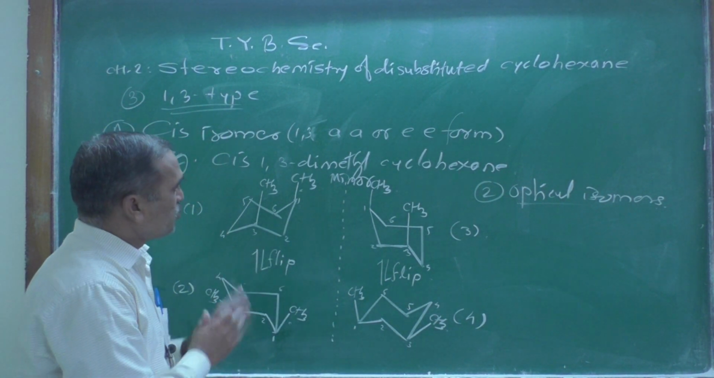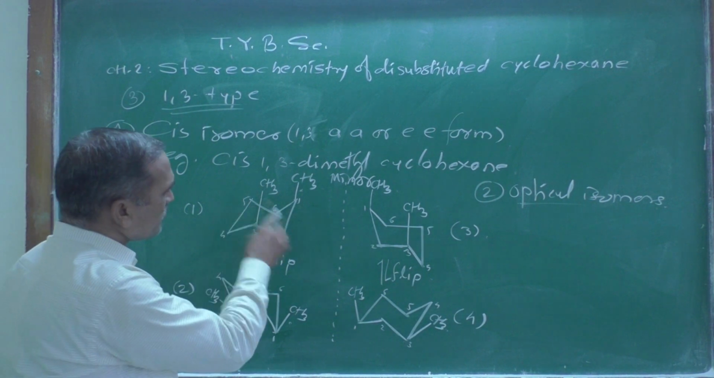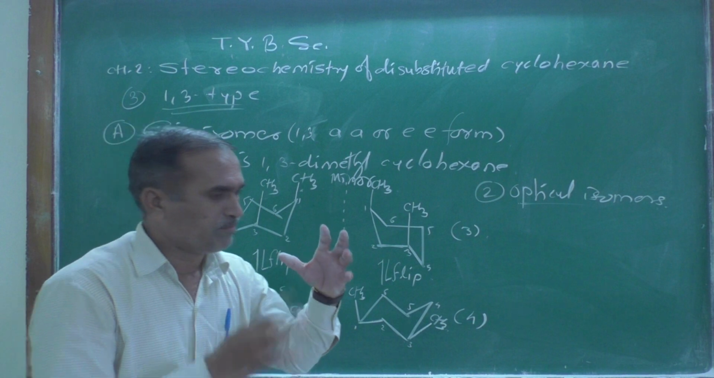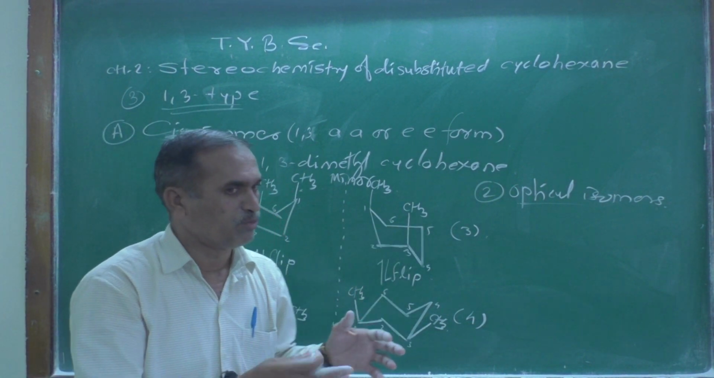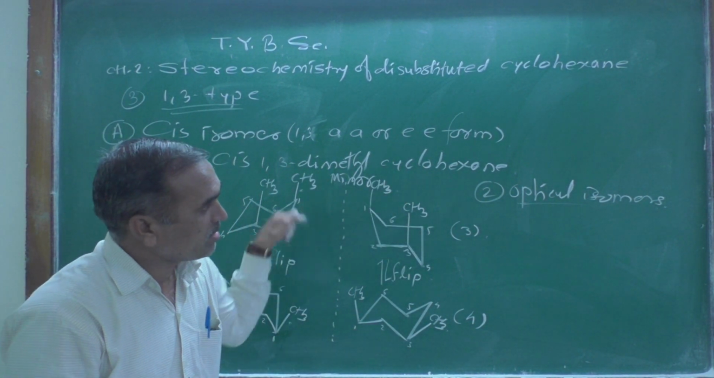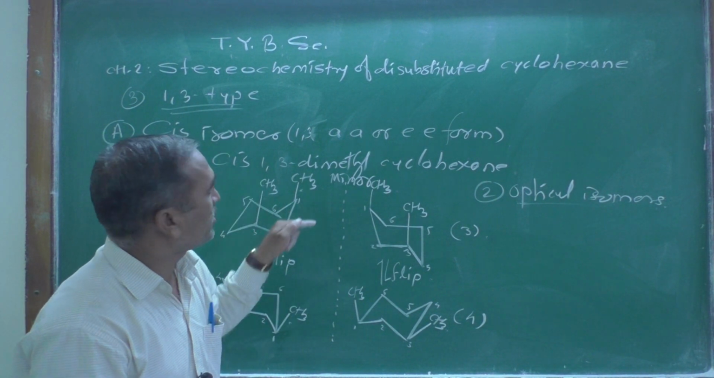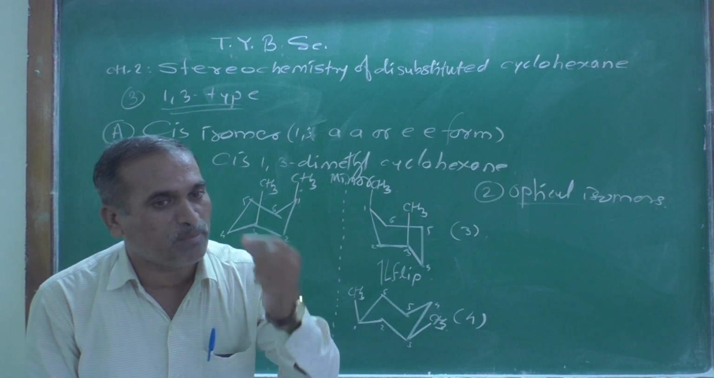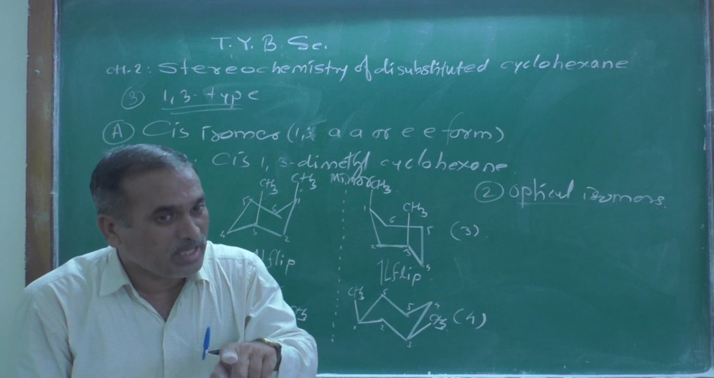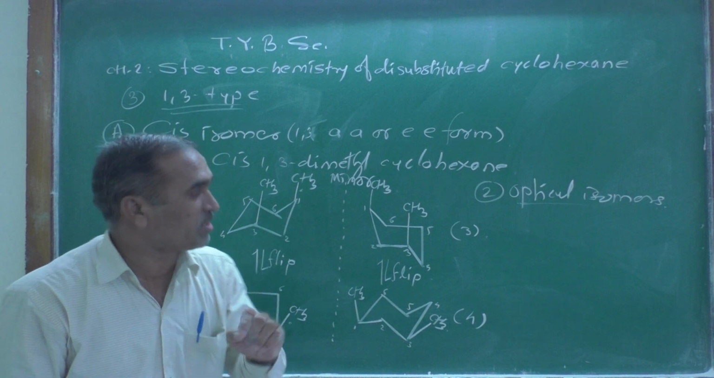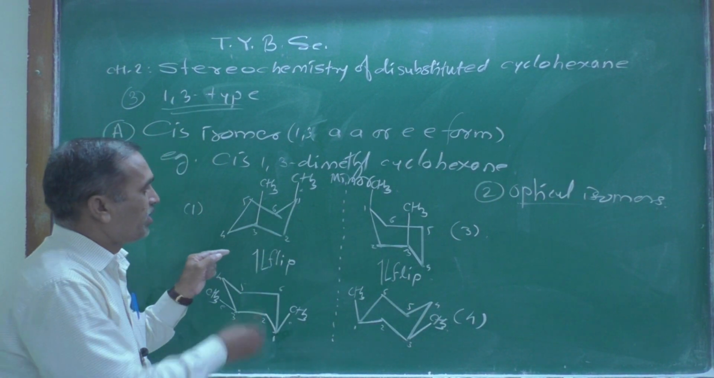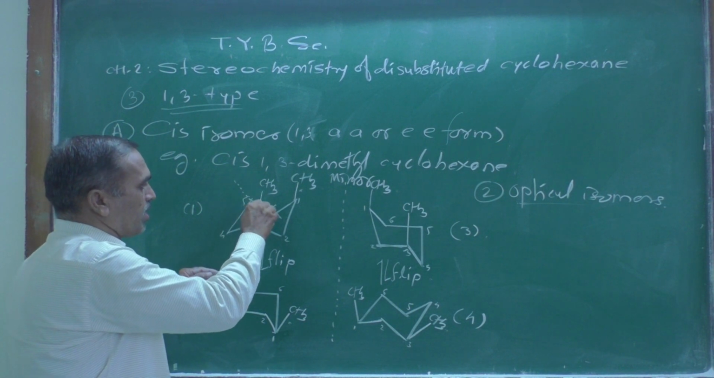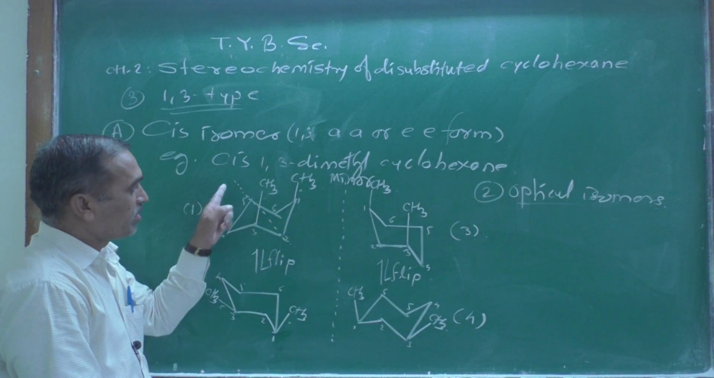Now what do you see here? If you see this compound, what do you think? Give your opinion whether this cis-1,3-dimethyl cyclohexane is optically active or optically inactive. For that purpose, observe this structure carefully. Students are advised to see the model carefully.